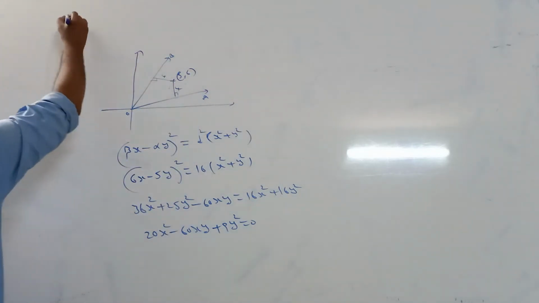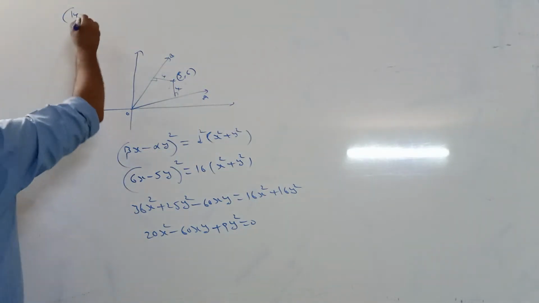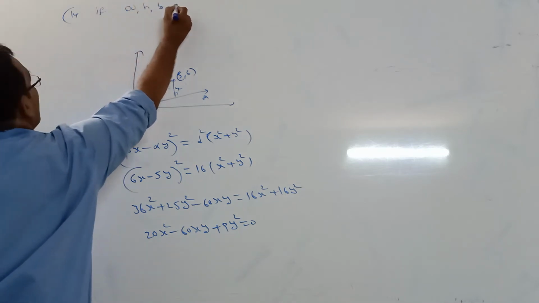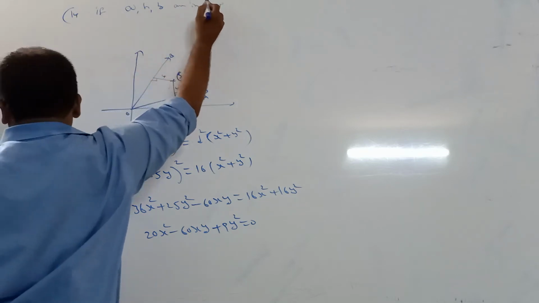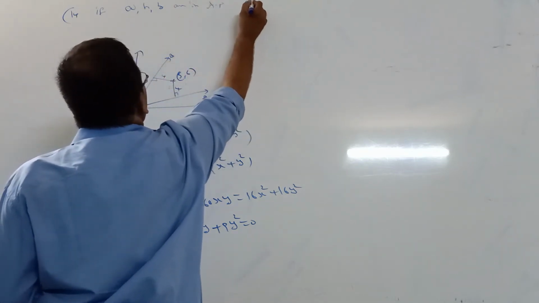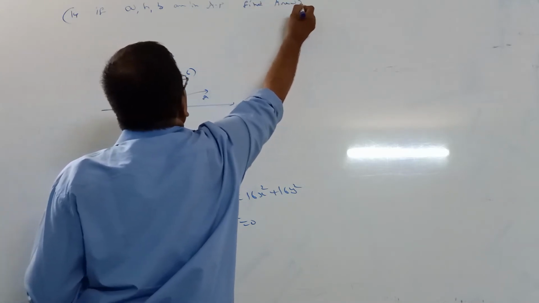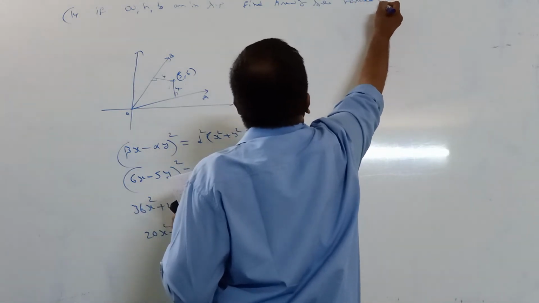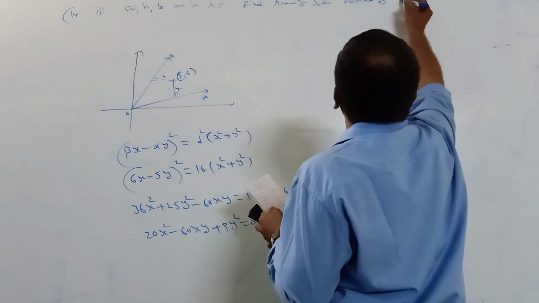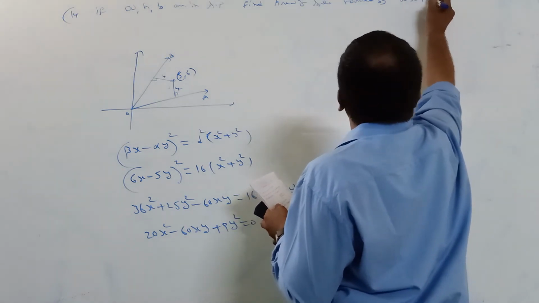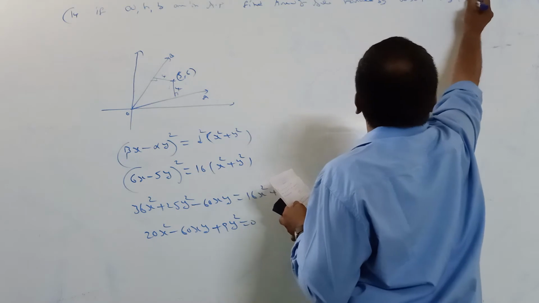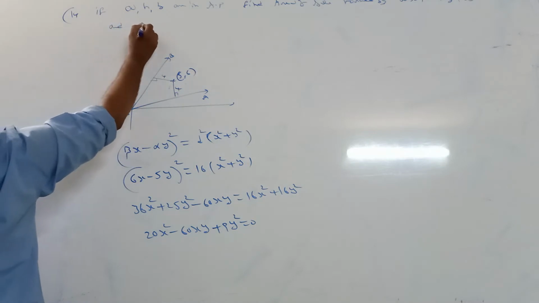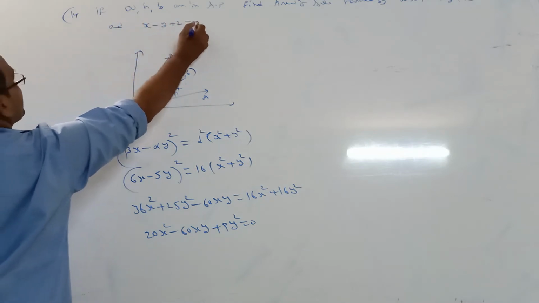Next, question 14. If a, h, b are in arithmetic progression, find the area of the triangle formed by ax square plus 2hxy plus by square equal to 0 and x minus y plus 2 equal to 0.